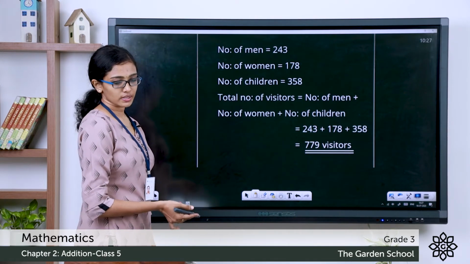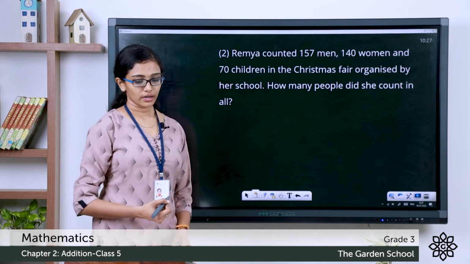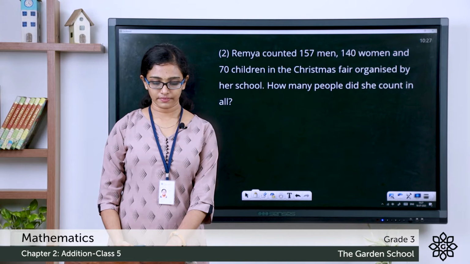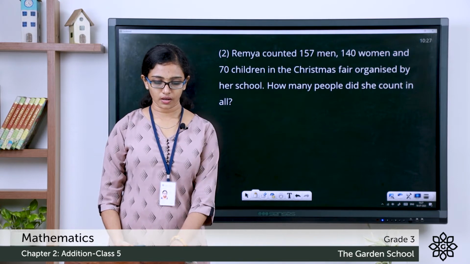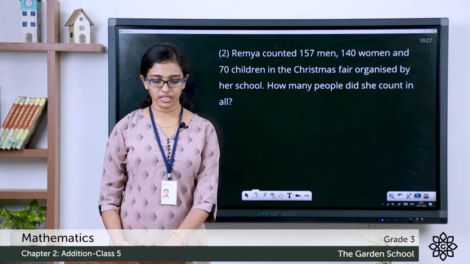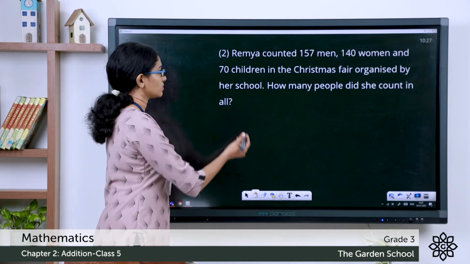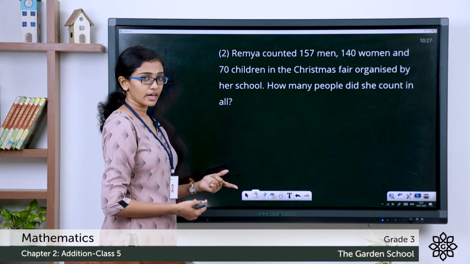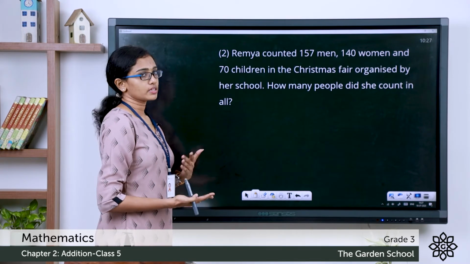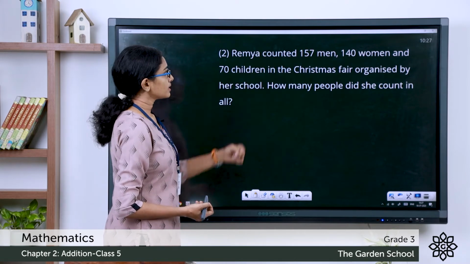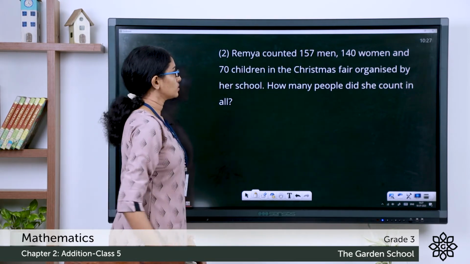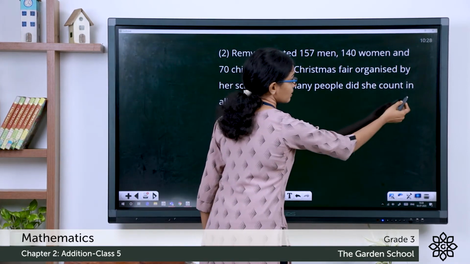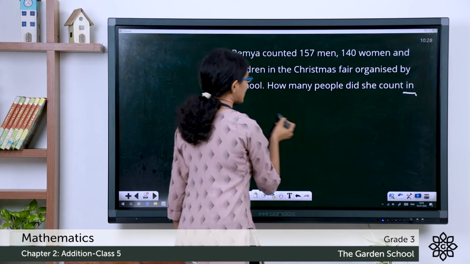So, we'll discuss the next question now. Ramya counted 157 men, 140 women and 70 children in the Christmas fair organized by her school. How many people did she count in all? So, it's regarding the number of people who visited a fair which was organized by Ramya's school. You are given the number of men, women and children who were attending the fair. We have to find out the number of people that came there in all.